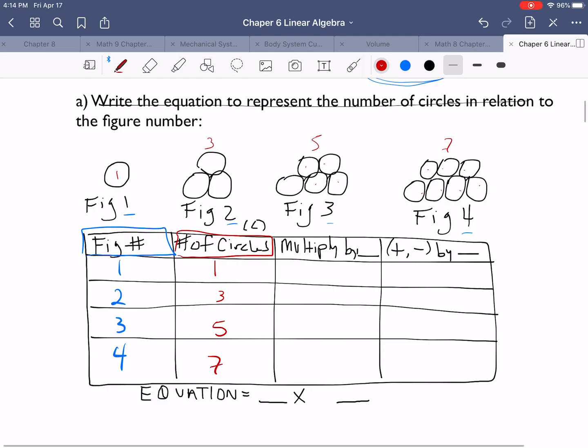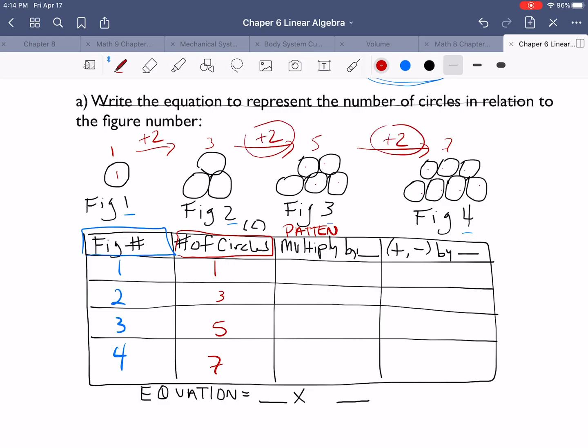The next part, if you recall, I called this the pattern. So now you have to find the pattern. We're going 1 to 3, 3 to 5, 5 to 7. Guys, how did we get from 1 to 3? What number did we have to add or subtract? 2. 3 to 5, 2. 5 to 7, 2. Guess what the pattern is?